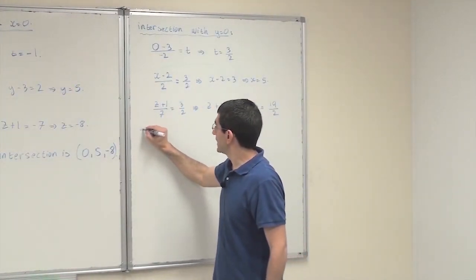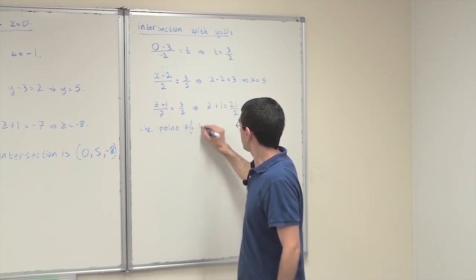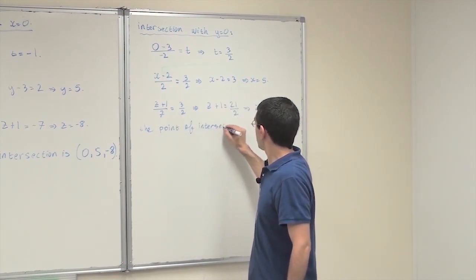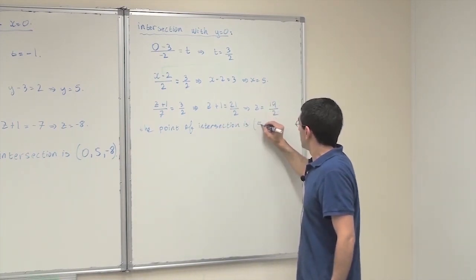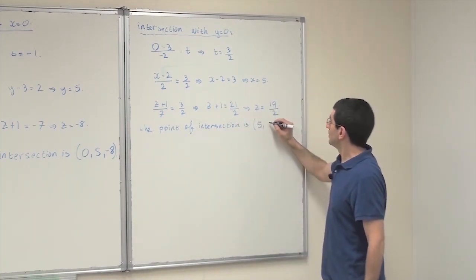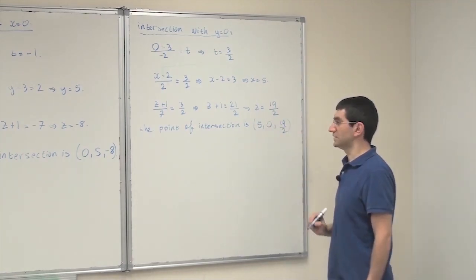So the point of intersection is: x component is 5, y component is 0, and the z component is 19 over 2.